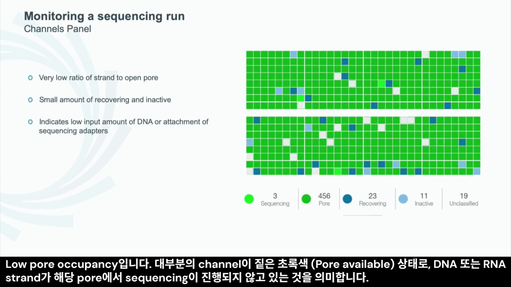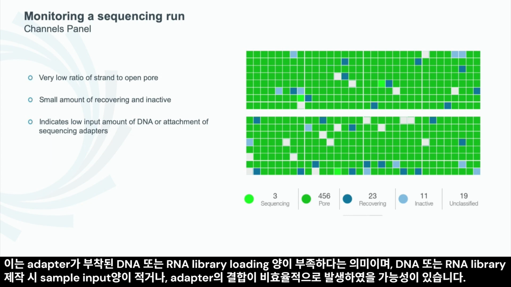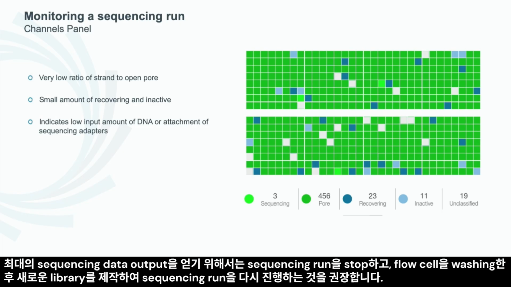In this example, the majority of channels are in the pore state, in dark green, meaning that they are active pores which are not currently sequencing. This suggests that there is not enough DNA with adapters in the system, which can be caused by a low input amount of sample or by inefficient attachment of sequencing adapters. To ensure you are getting the maximum throughput, we recommend stopping the run, washing the flow cell, and loading a new library.